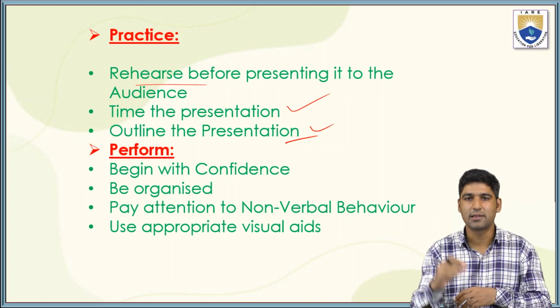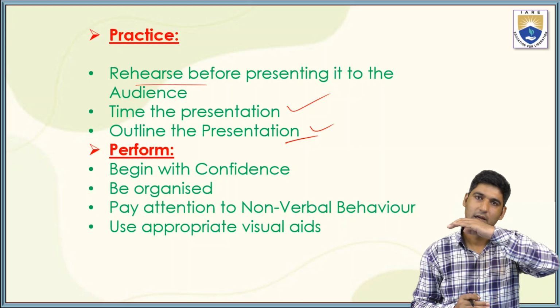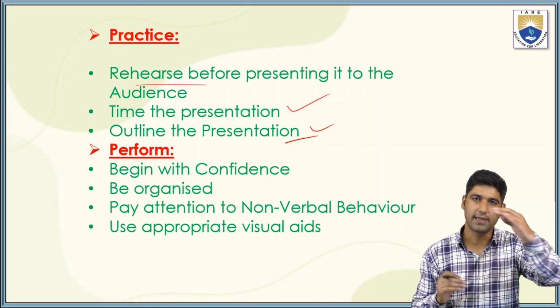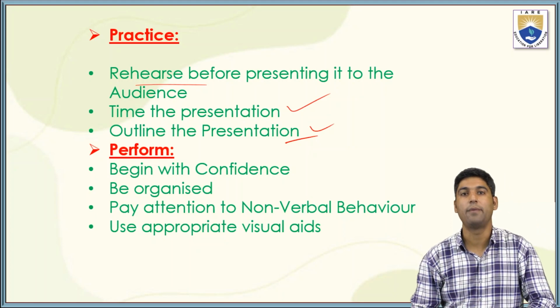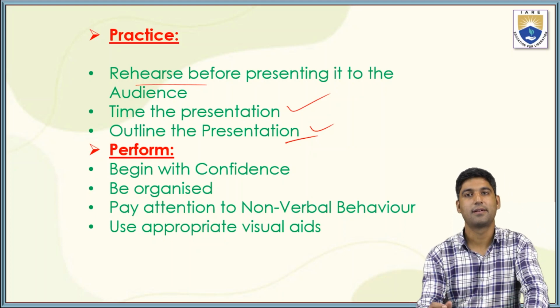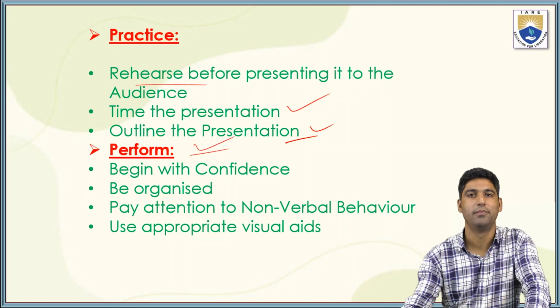Say there are 12 slides. In 12 slides, there are 3 main ideas. The first 4 slides deal with the first idea, the second 4 with the second, the third 4 with the third, then comes the conclusion. You have to outline it. Then comes the last stage, that's perform.